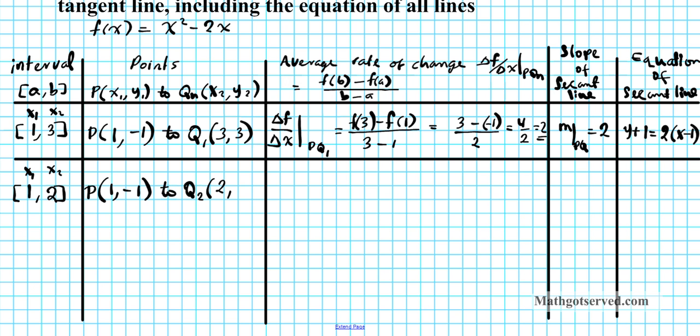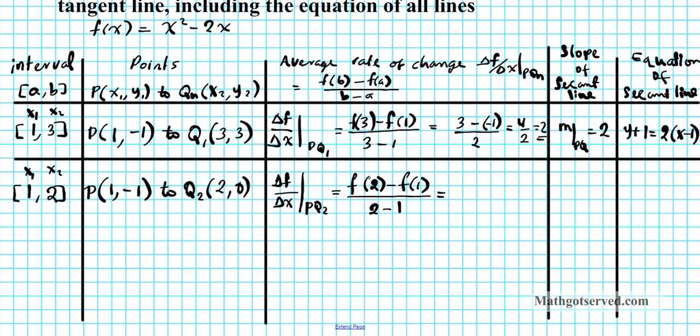So what is y2? Y2 is what you get when you plug x2 into the function. So when we're plugging 2 into this function, we're going to have 4 minus 4. So 4 minus 4 is 0. Okay? All right, so let's go ahead and find our average rate of change, or the slope of the secant line. So delta f over delta x of the secant line P Q sub 2 is going to be f of b, which is 2, minus f of a, which is 1, divided by 2 minus 1. That's b minus a, okay?